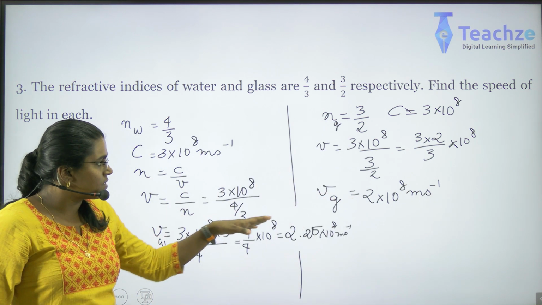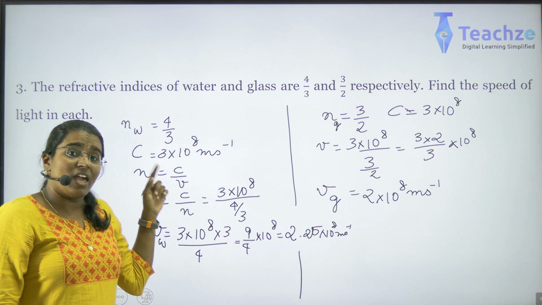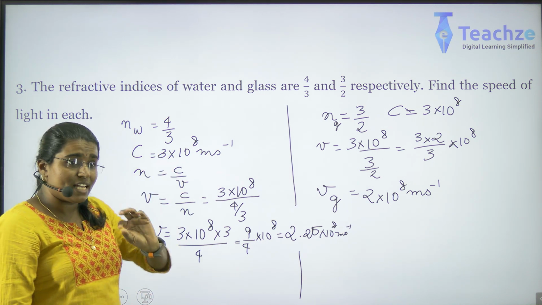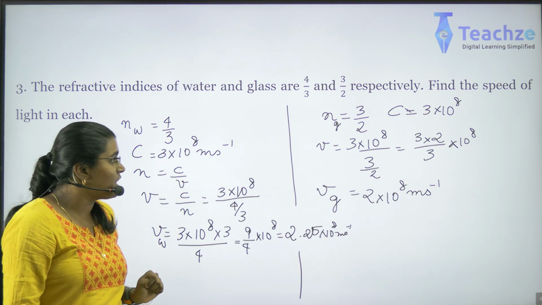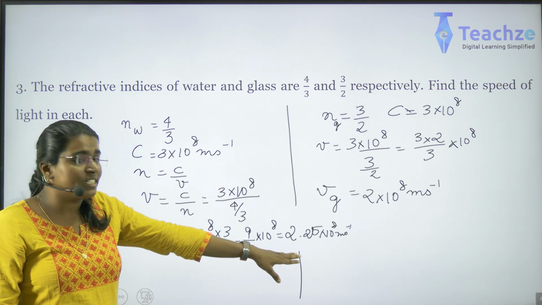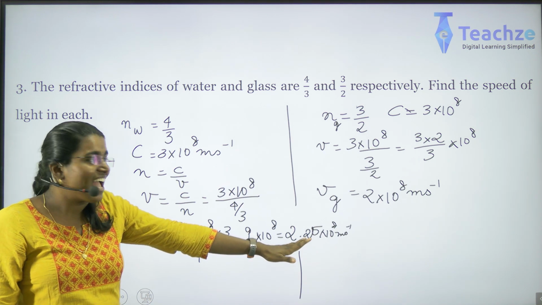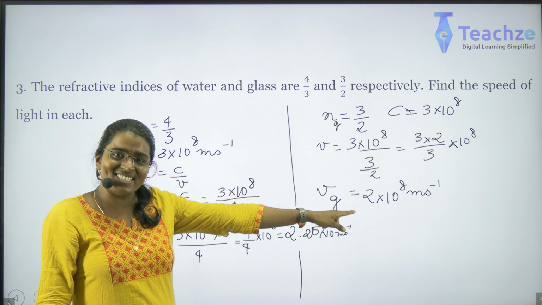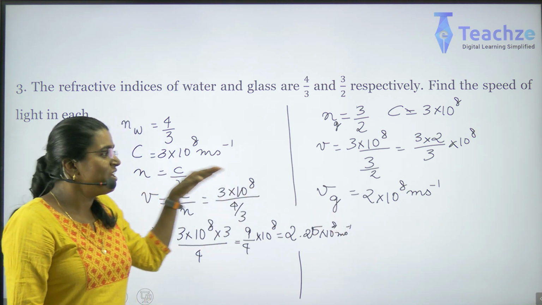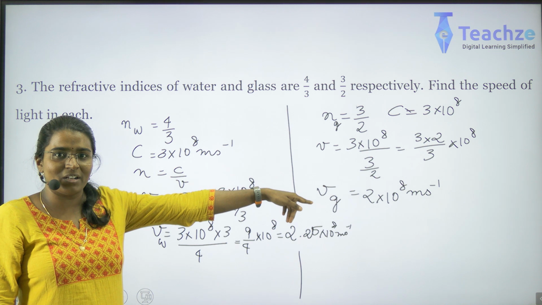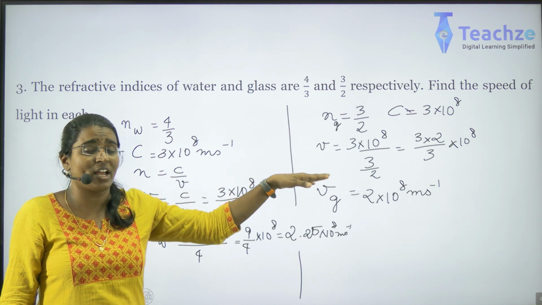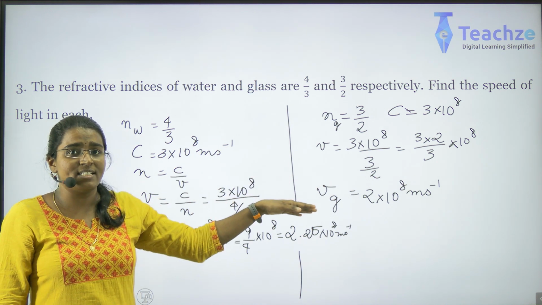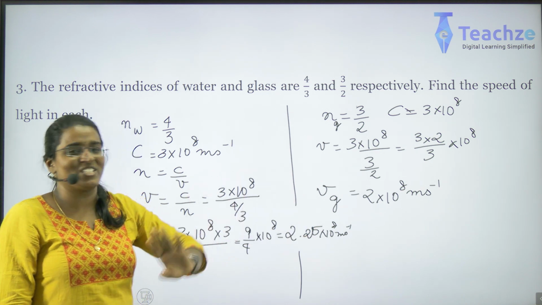Can you see the difference? In air or vacuum, the velocity of light was 3. When it came to water, it reduced to 2.25. And when it went to glass, it again reduced to 2. So can you see the velocity coming down with higher refractive index or higher density? The velocity slows down. Good.